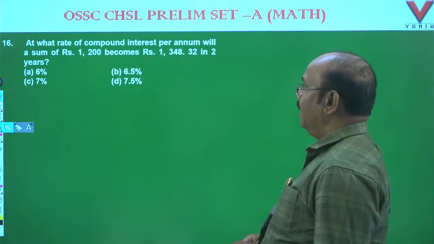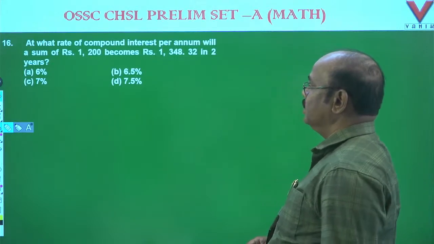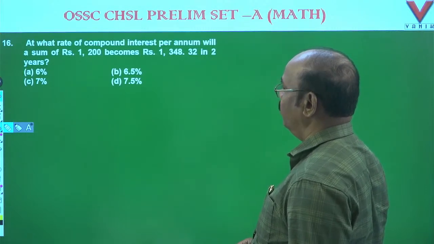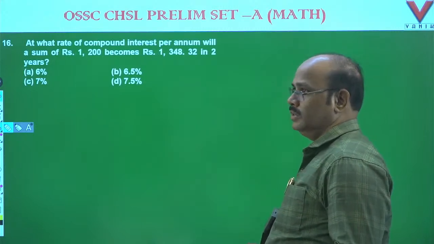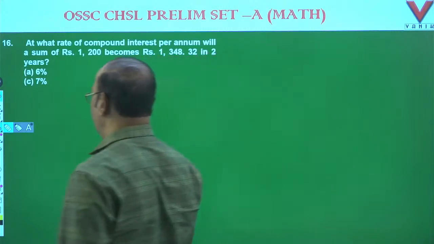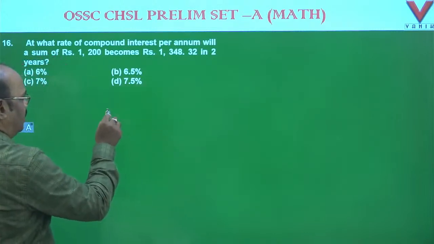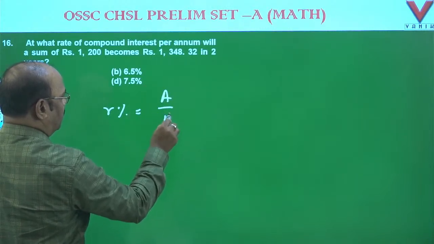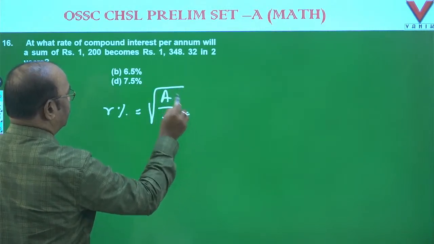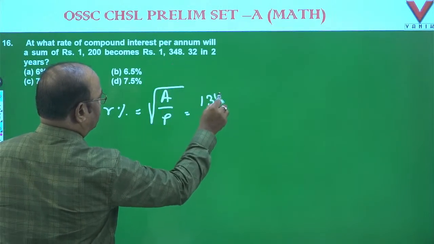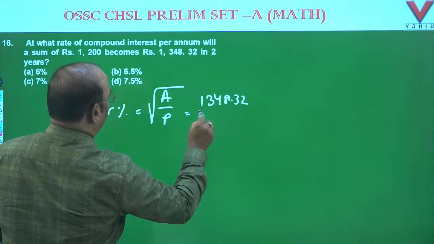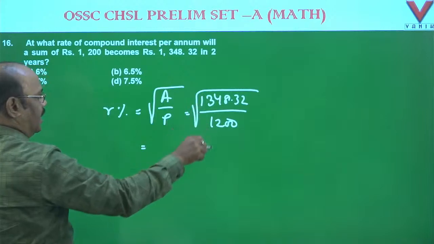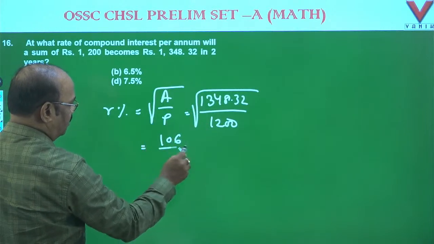At what rate of compound interest per annum will a sum of rupees 1200 become rupees 1348.32 in 2 years? To find the rate percent in compound interest, we use a shortcut. For 2 years, take the square root of amount by principal. So the amount is 1348.32 by principal 1200, square root, that is equal to 106 by 100.